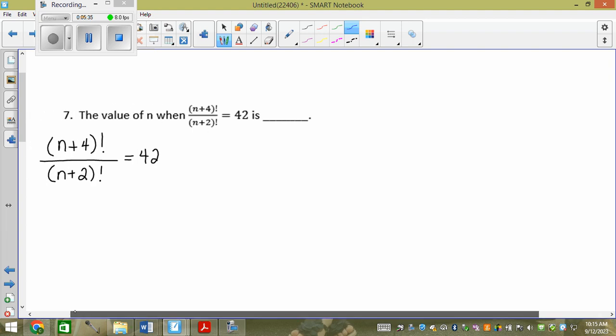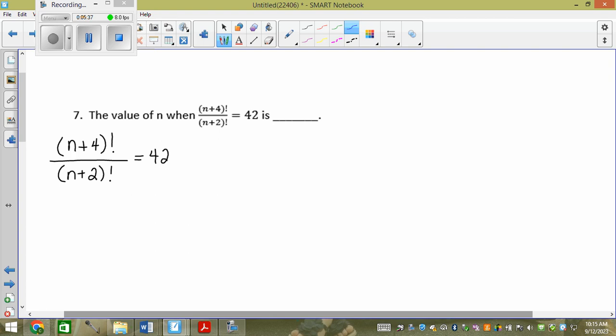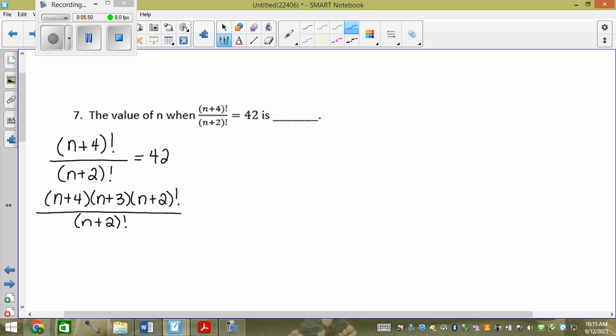Okay. So n plus 4 is the bigger one, so that's what I expand. So I get n plus 4, 1 less is n plus 3, 1 less is n plus 2 factorial, and then it matches the denominator, so I stop. They match, so I cancel, and then it equals 42. Now I expand the left, so I have n plus 4 and n plus 3. I distribute it, I get n times n is n squared, n times 3 is 3n, n times 4 is 4n, 3n plus 4n is 7n.